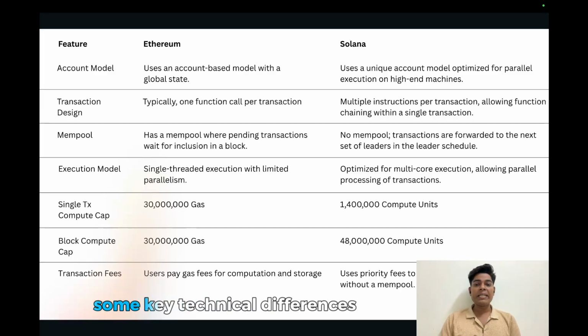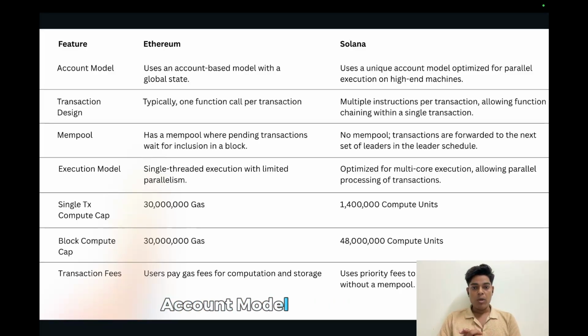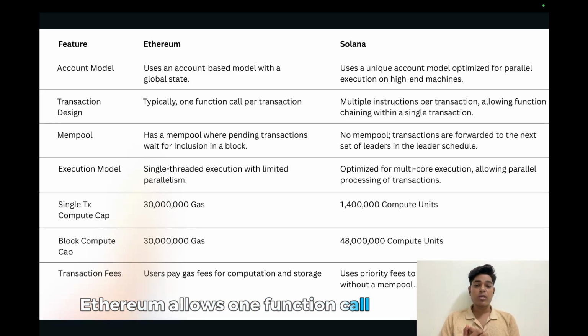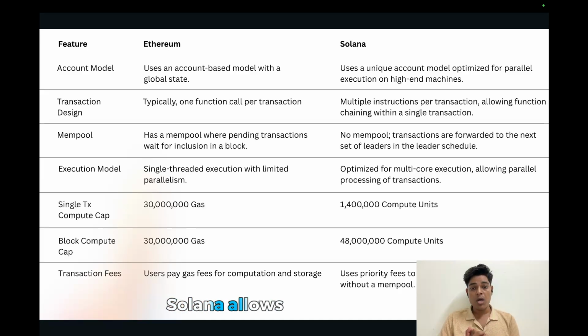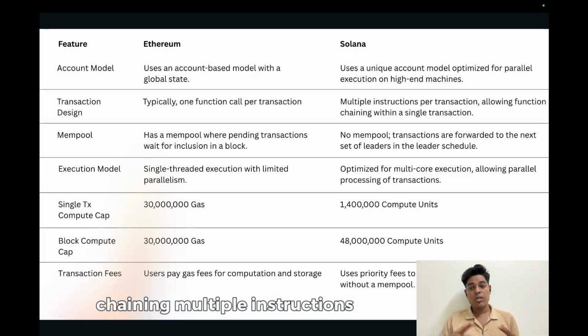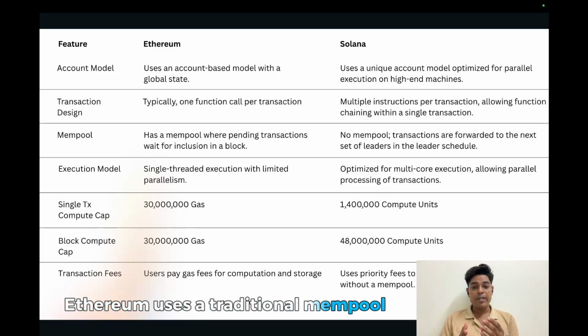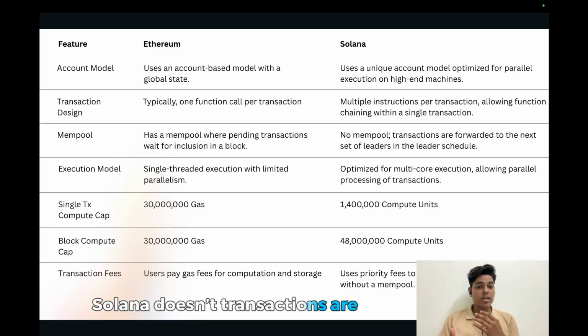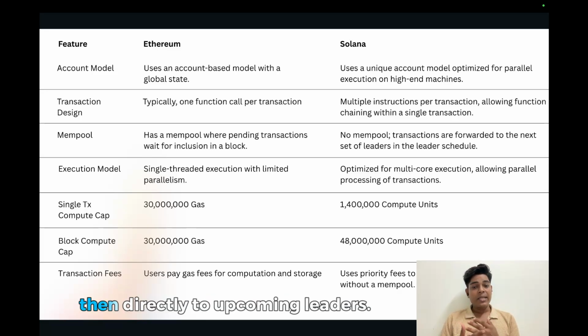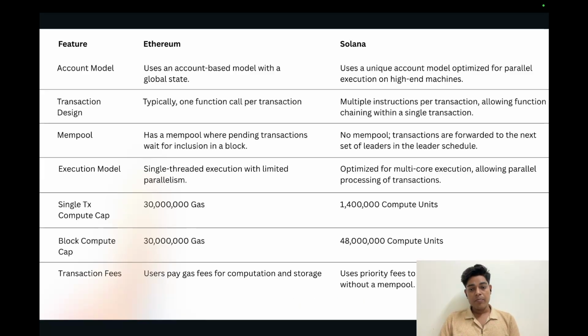Let's break down some key technical differences. Account model: Ethereum uses a global state, while Solana is optimized for local parallel access. Transaction design: Ethereum allows one function call per transaction, while Solana allows chaining multiple instructions in a single transaction. Mempool: Ethereum uses a traditional mempool. Solana doesn't. Transactions are sent directly to upcoming leaders.